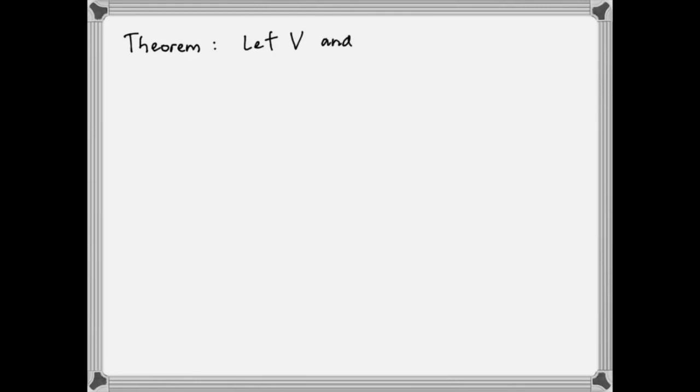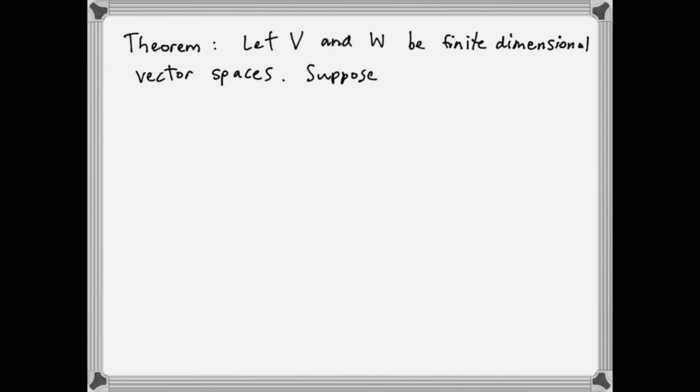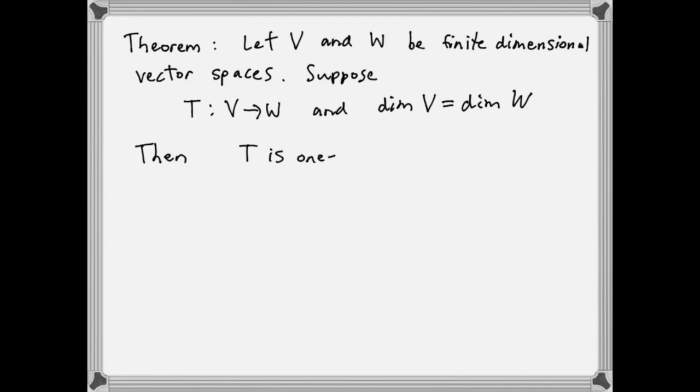Let V and W be finite dimensional vector spaces, and suppose T is a transformation that goes from V to W, and let's suppose that the dimension of V is equal to the dimension of W. Then T is 1-to-1 if and only if T is onto.